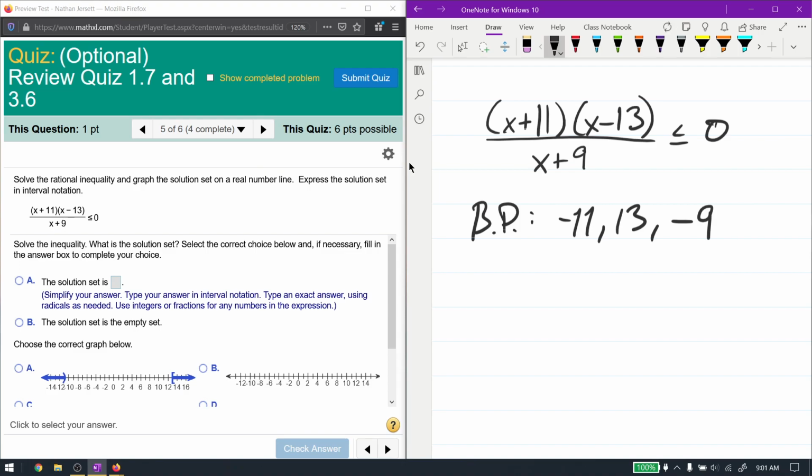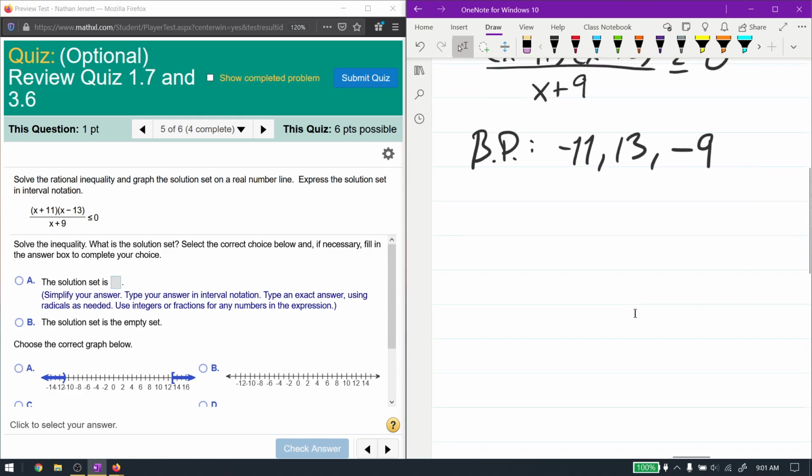We also know that x cannot equal negative 9 because it's in the denominator of the fraction. So because this shows a greater than or equal to, or less than or equal to, that means you would include the boundary points. However, we will never include this boundary point because it gives us 0 in the denominator. So always keep that in mind. It's going to come into play when we start writing out the intervals and that kind of stuff.